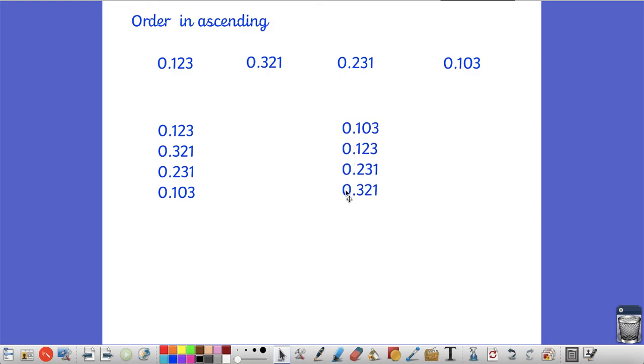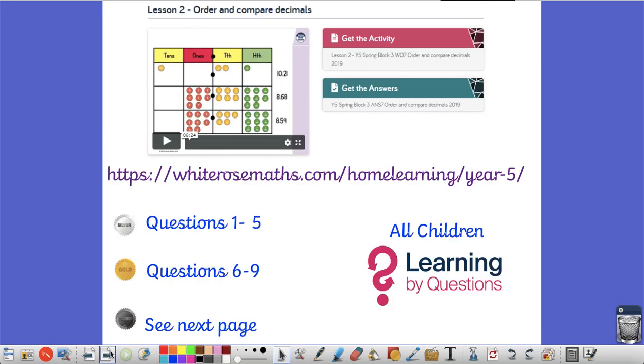Now, just to double check, I want to go down my columns and check they are in ascending order. So my zeros are all the same. It goes 1, 1, 2, 3. They are in ascending order. Now in my next one, I've got 1, 0, 1, 2, 2, 3, 3, 2. They are in ascending order. And finally, the rest match up too. So today's learning is all about ordering and comparing decimals.